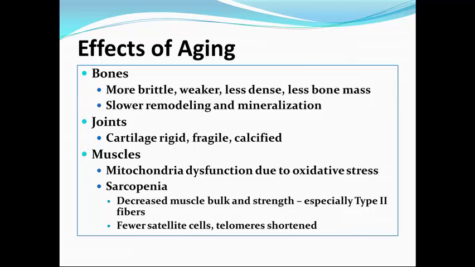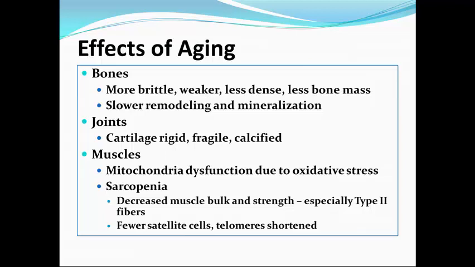Let's end our discussion with talking about the effects of aging, part of which we'll review, but some of which will also be a bit newer. We've talked a lot about the effects of aging on the bones as well as the joints. We know that as we get older, because of less bone mass and decreased density, as well as physiologically slower remodeling and mineralization, the bones can become and do become more brittle, therefore more prone to fracture.